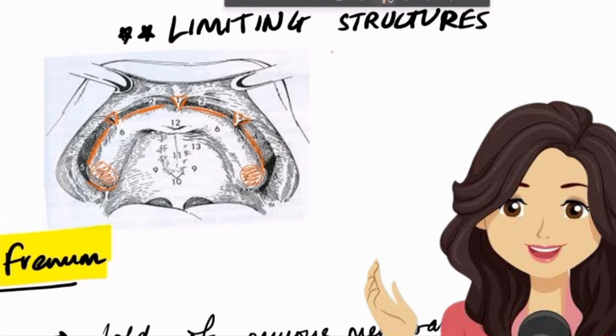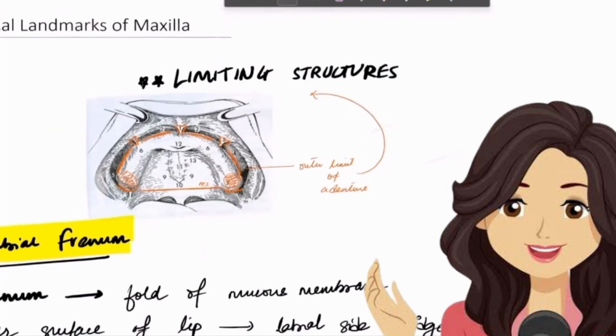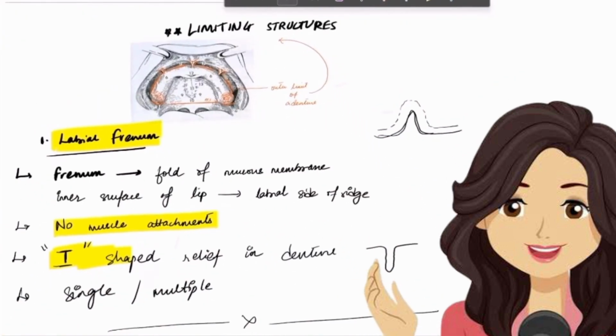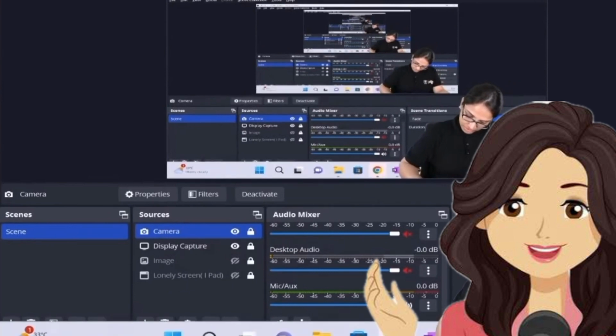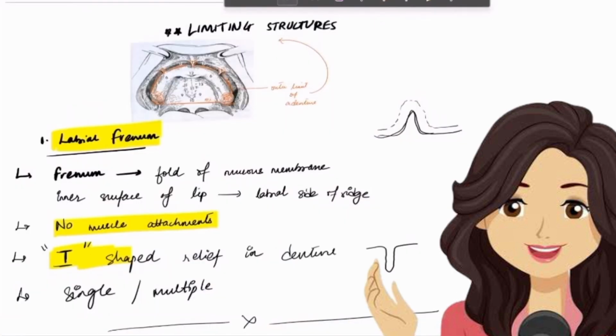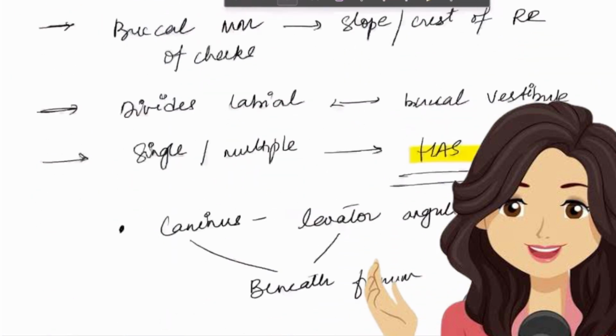Then we have our hamular notch posterior to the tuberosity, and in between the hamular notch we will have the PPS region. So if you unite all of them, you form the outer limit of a denture. That is why, since they form the limit of the denture, they are called the limiting structures of the anatomical landmarks of your maxilla. So that is about your limiting structures.